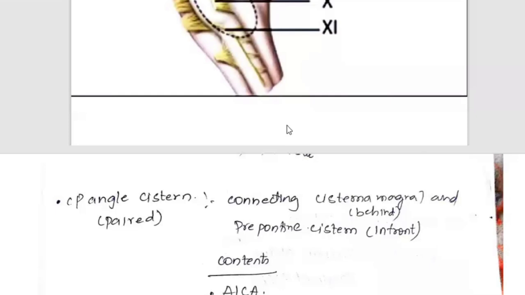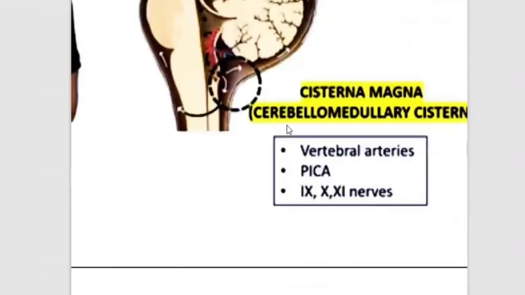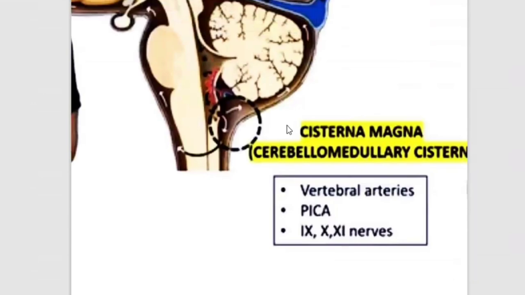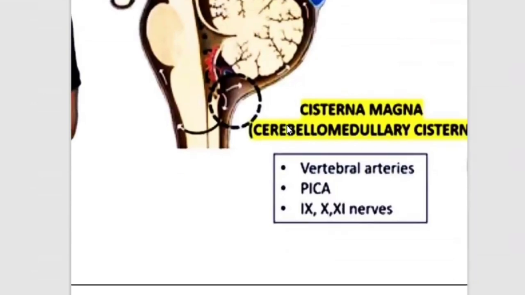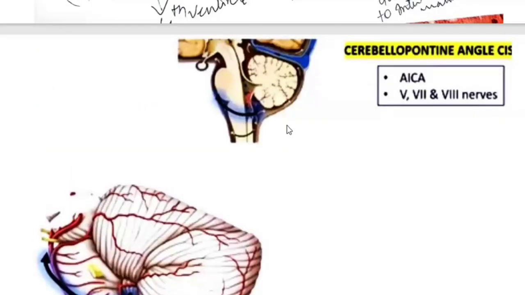Were you able to understand what the CP angle cistern is? Yes, ma'am. But in the sagittal section you were having difficulty in understanding. Now if you read this line, you can understand. That is connecting the cisterna magna behind and the prepontine cistern in front. This arrow shows the CP angle cistern. Behind the black arrow you have the cisterna magna, and in front you have the prepontine cistern. That is connected, said to be the CP angle cistern. Now you are understanding the sagittal section view. Yes, ma'am, I'm getting it now.